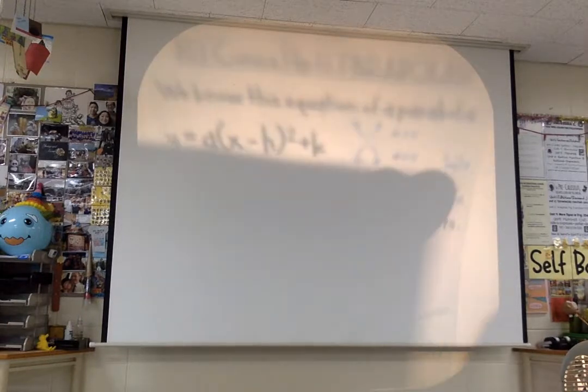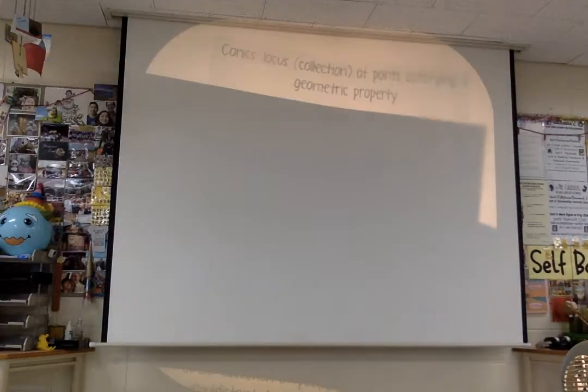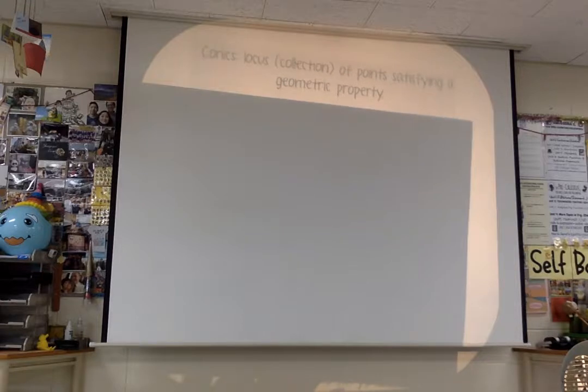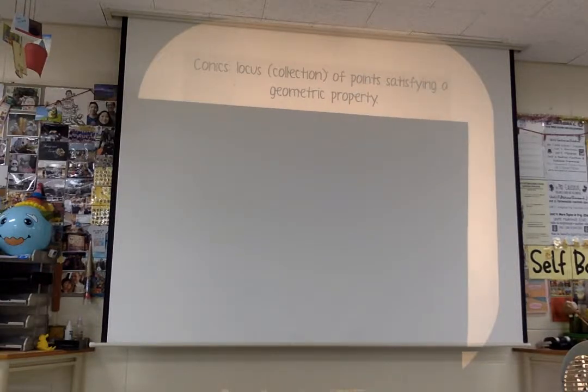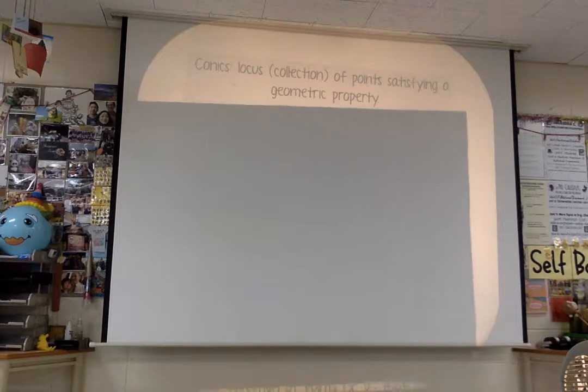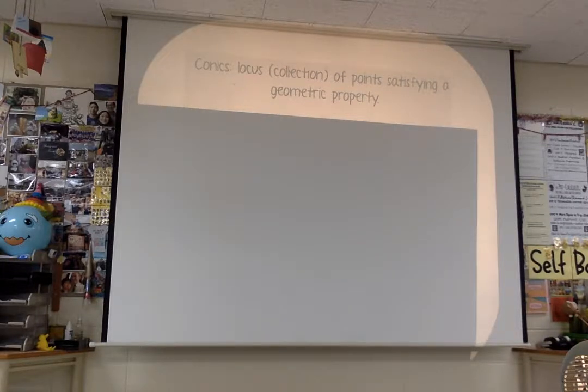But before we do anything more, what I want to share with you is the definition of a conic, word for word. It's a locus, or a collection of points, satisfying a geometric property, okay? So locus just means a collection of points. Now, what is a parabola? This is going to show you how we can use the definition to actually create a parabola.